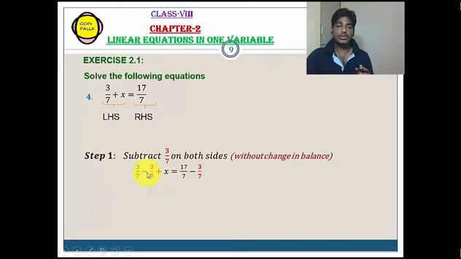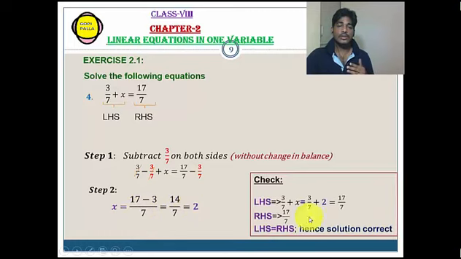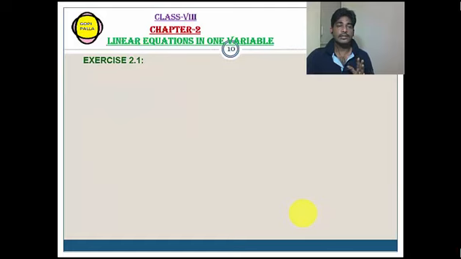And we know how to do that, LCM. 17 minus 3 by 7 is equal to 14 by 7, which is equal to 2. That is the answer. So we'll substitute this here on the left hand side. In place of x you substitute 2, you'll get 17 by 7. Here also 17 by 7. So both our left hand side and right hand side are the same, and the solution is correct.